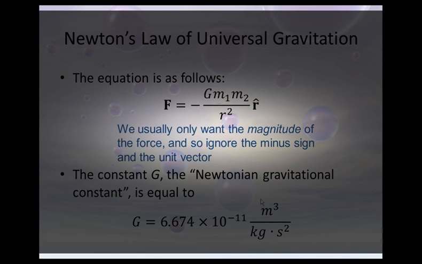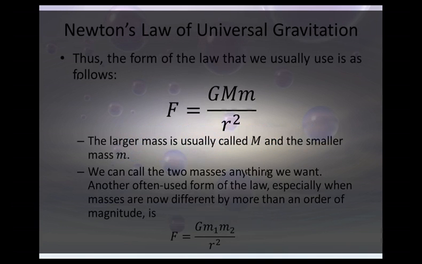Now, we're usually just going to deal with the magnitude of this, so we're just going to say F equals this big G constant, which is that 6.674 times 10 to the minus 11 SI units constant that you saw, times the product of the masses divided by the square of the separation distance. So this tells you that if you double one of the masses, the force becomes twice as strong. If you multiply one of the masses by x, then the force becomes x times as strong.